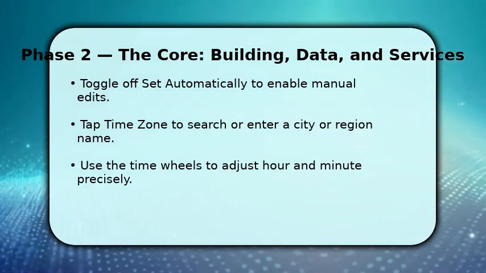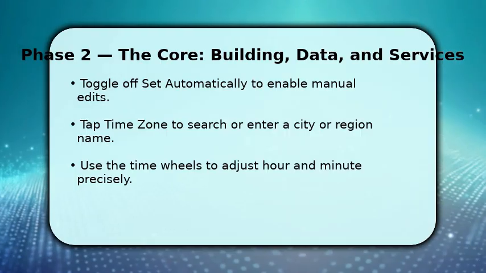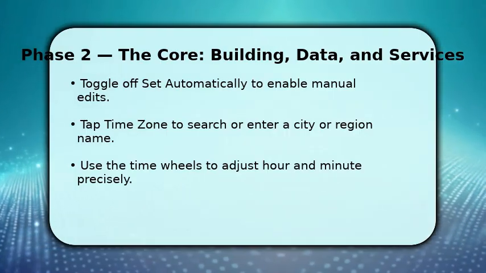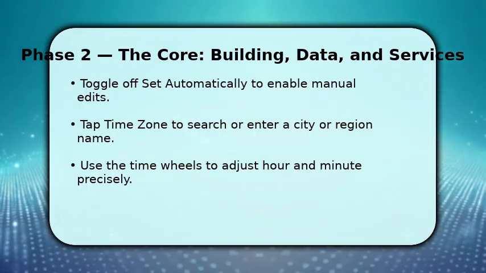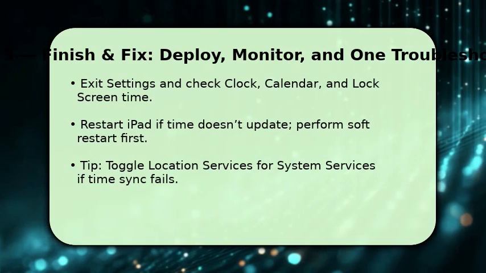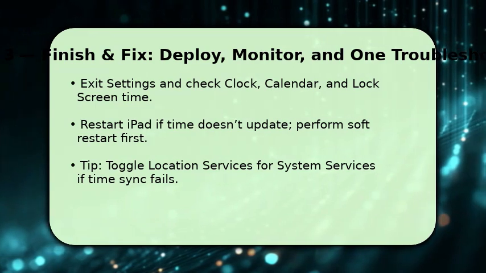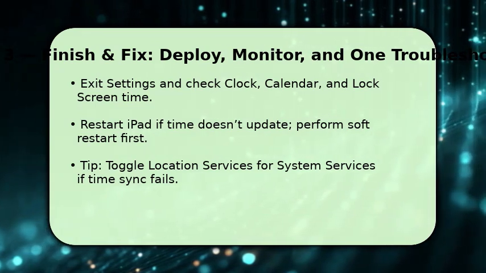If you need 24-hour format, switch that option on. Make sure apps reflect the new setting by closing and reopening them. You finish by backing out of settings and confirming the new time across clock, calendar, and the lock screen. This verifies the change system-wide.